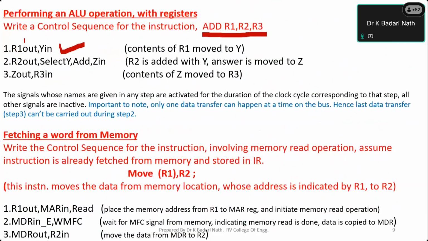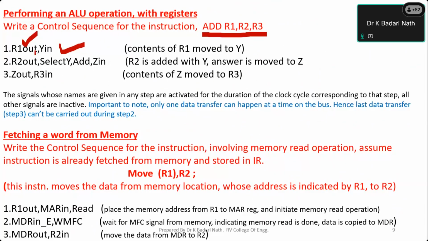Bus can be used for only one operation. So what is an operation we are performing? R1 register out means the output of the R1 register is connected to the bus now. Because why? R1 out is a signal to a buffer. Whenever you send the signal, R1 is connected to the internal bus.